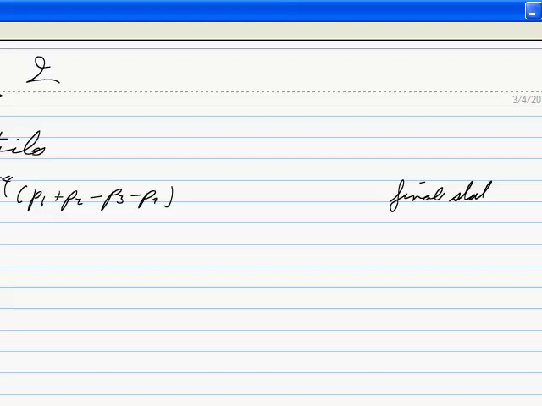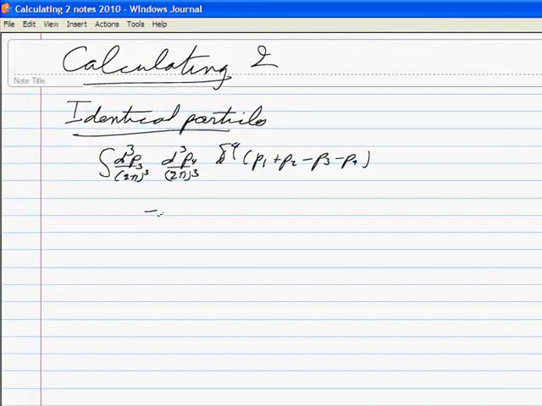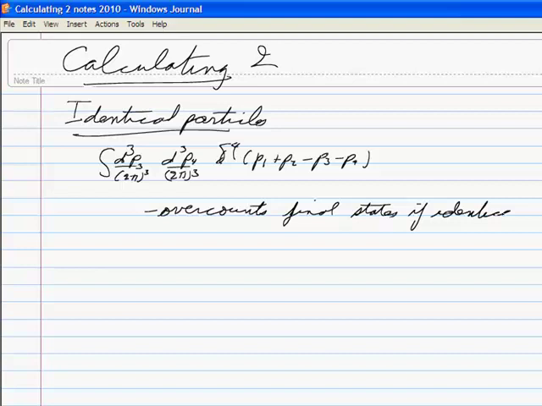Okay, but the point of what I'm about to do is that this overcounts the number of final states if the particles are identical. If they're not identical, then it just counts all the states. But for identical particles, it overcounts them. Okay, and why is that? And the best way that I know to show why that is just to do an example.